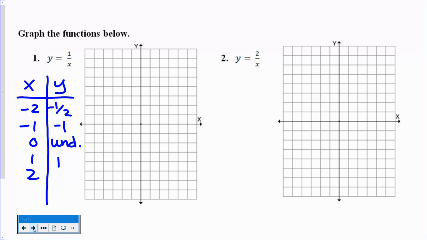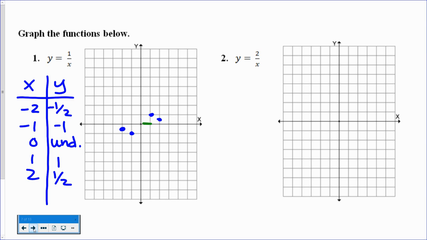When I plug in 1, I get 1. When I plug in 2, I'd get 1/2. So at -2, -1/2; at -1, -1; we can't go to 0; then 1 gives 1, and 2 is at 1/2. Right now you wouldn't really know what's happening, so we'd have to plug in more points. I want to see what's happening in this area.